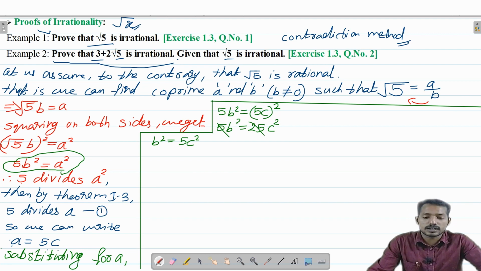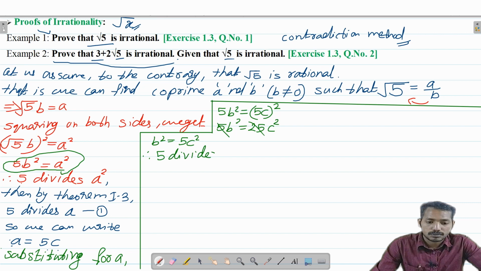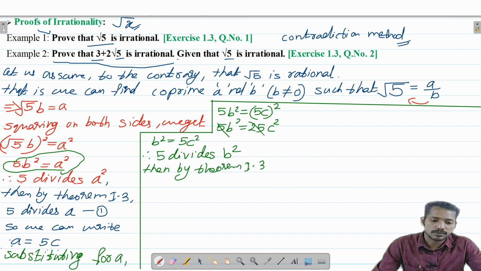What does it indicate? B square is equal to 5C square, therefore we can write that 5 divides B square. Clear? Because B square is equal to 5 into C square, therefore 5 divides B square. Never write '5 divisible by B square', we should not write it. 5 divides B square, then by theorem 1.3, we can say that 5 divides B. This is the second statement we got.